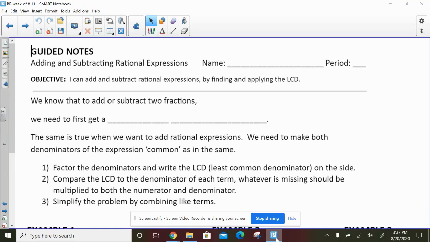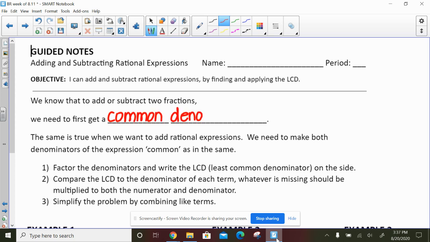All right. Today we are going to talk about adding and subtracting rational expressions. So we know that to add or subtract fractions, we first need to get a common denominator. So if I did 3 over 5 plus 2 over 3, if I'm adding those two fractions together, I first need to get my number on the bottom the same.